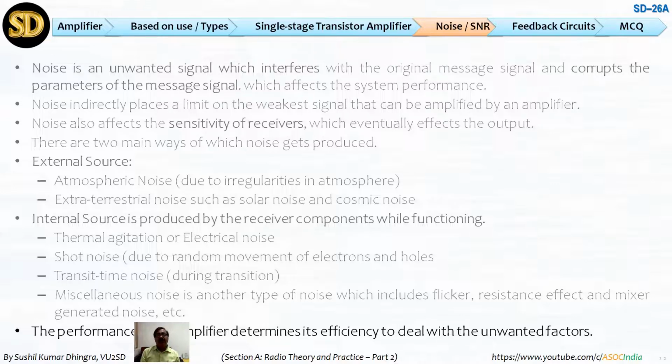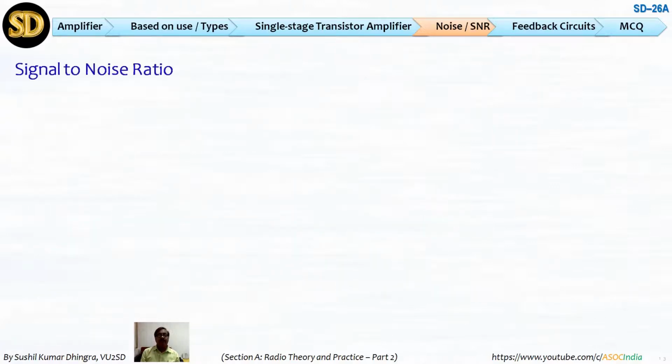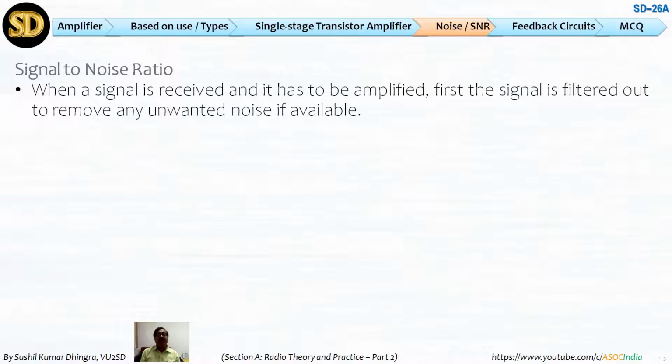So there are so many factors. I will discuss some other time later, but one thing is very important: signal to noise ratio. What is that? I am telling you briefly only, not going into detail. When a signal is received and it has to be amplified, first the signal is filtered to remove the unwanted noise and parallelly the carrier information which is not required, which is available with a mixed frequency or mixed signal.